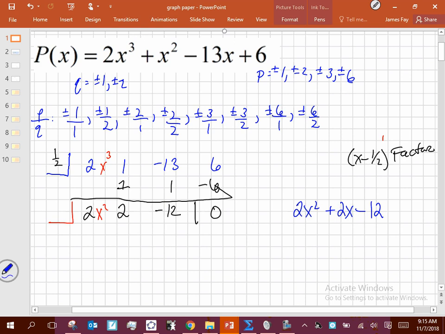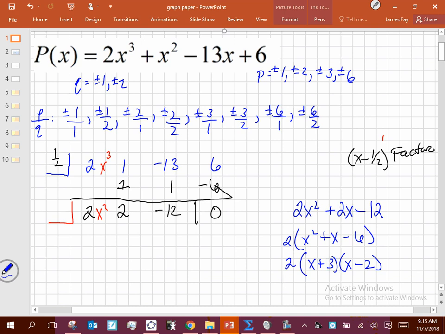So now the question is, what do I do from here? If this is 2x squared plus 2x minus 12, what can come out of all of those? 2. So it leaves me with x squared plus x minus 6, right? Now what does that factor to? Positive 3, negative 2. And I've got that 2 up front, though, right? What does that tell me?